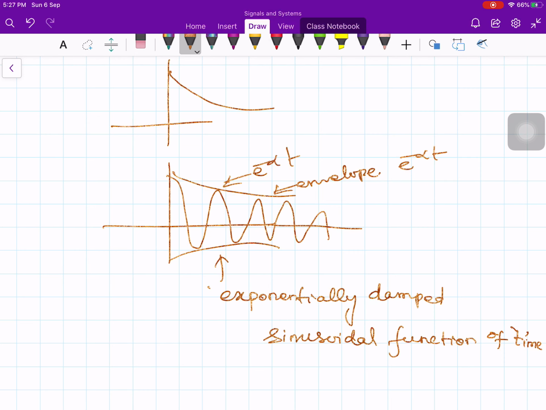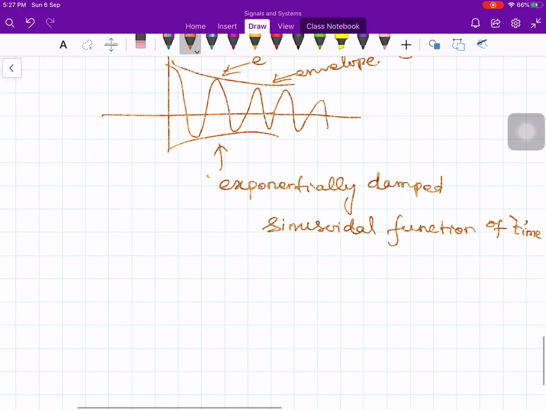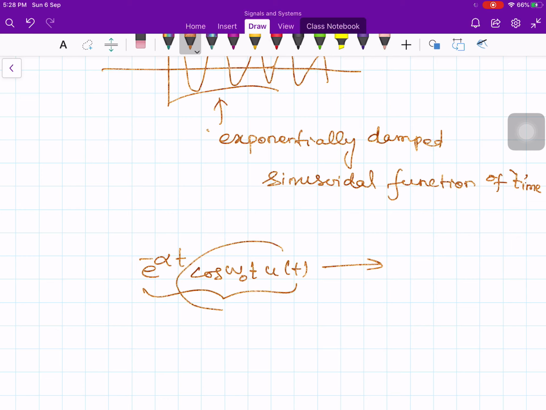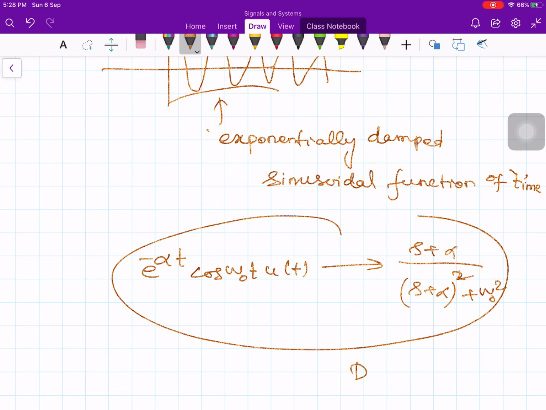So according to this shifting rule, the frequency domain rule, all we have to do is replace s by s plus alpha. This gives you a new Laplace transform pair. Therefore e to the power minus alpha t cos omega naught t u of t gives you a new pair. So no need to memorize this one. Once you know the Laplace transform of cos omega naught t u of t, you can find the entire thing. So this is equal to s plus alpha divided by s plus alpha the whole squared plus omega naught squared. We don't have to remember this formula.